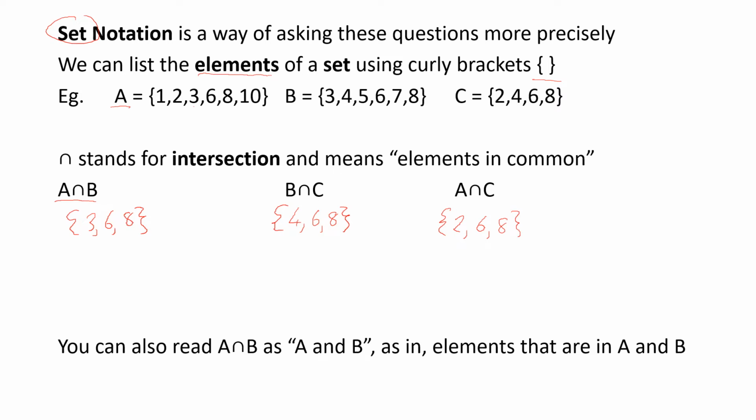I want to make a note here. A intersect B is often read as A and B, as in elements that are in both A and B. I think it's important to introduce that definition second, because people can get confused with that word and think it means both of them combined. We're still talking about elements they have in common.